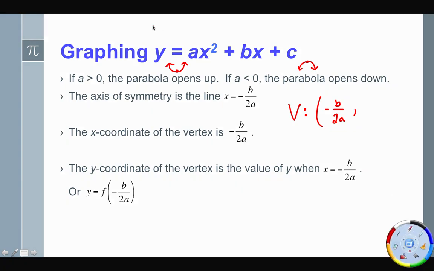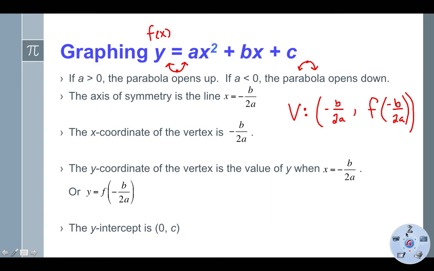So if we were to call this function f of x, or whatever function we have here, the y-coordinate is the value of y when x is the opposite of b over 2a. Or what happens, in other words, what happens when we plug it in. So the vertex is f of the opposite of b over 2a. So here we get an x value that is super important, whatever number that's going to be. Let's say it's 7. We would plug 7 into the equation to get the y value of our vertex.